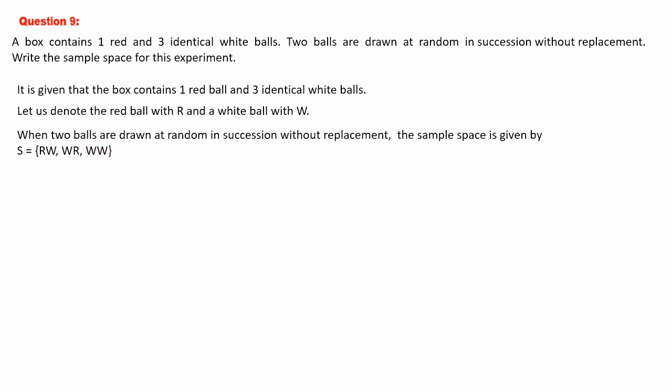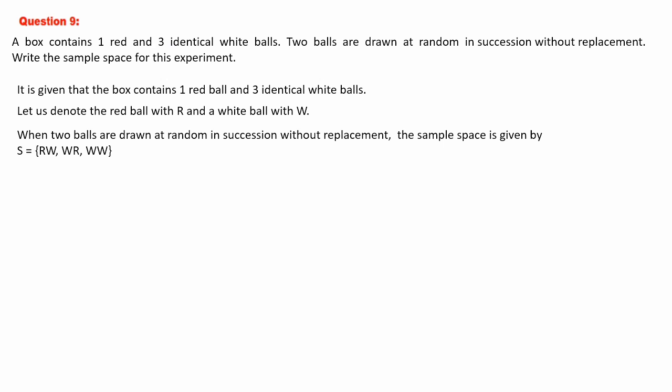Here RR is not possible because there is only one red ball. So whenever you draw, only one R chance is there. That's what is written here. First one is red, second one is white. Again first one is white, second one is red, and two white chances are there because white has 3 balls.